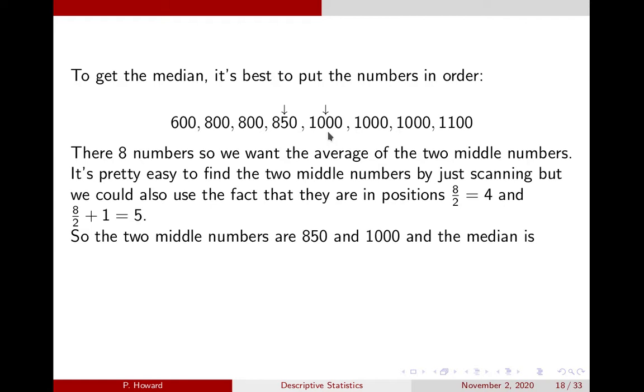So the median is the average of those two, 850 plus 1000 divided by 2. And here's another case where if I were doing this on a handheld calculator, parentheses around the numerator would probably be needed. 925 is the median.